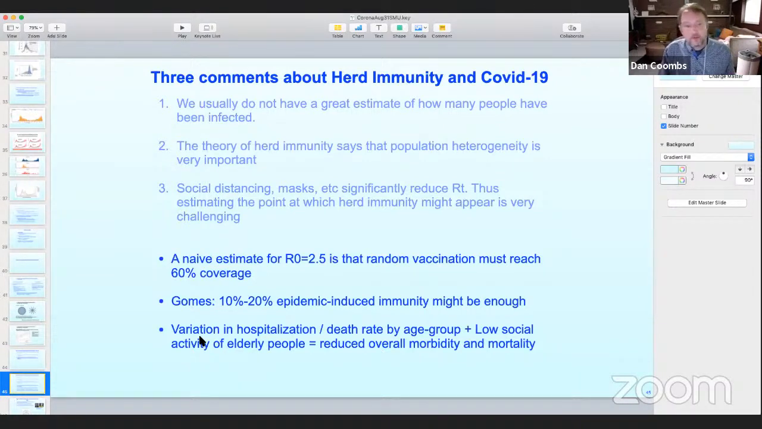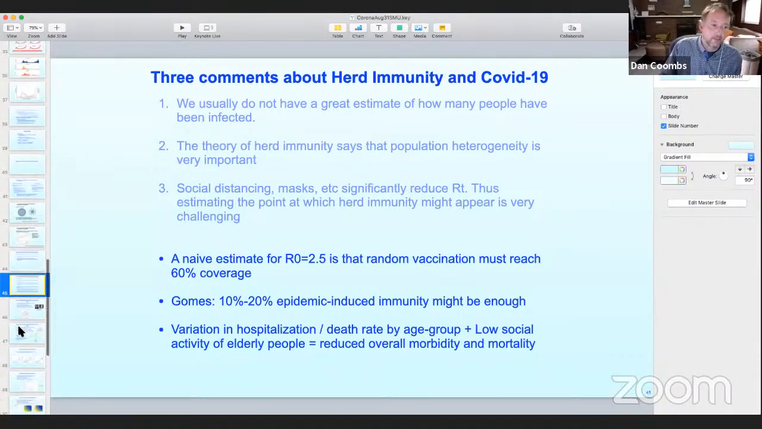It is true, however, that because we have a disease where the bad effects are largely skewed towards elderly people, if those elderly people also are able to have low social activity and self-isolate themselves, then you will see reduced overall morbidity and mortality. And this is a good thing, but it also makes it more complicated to study.